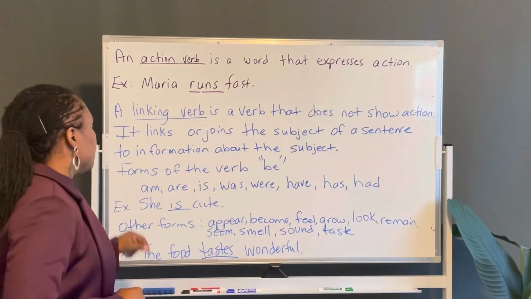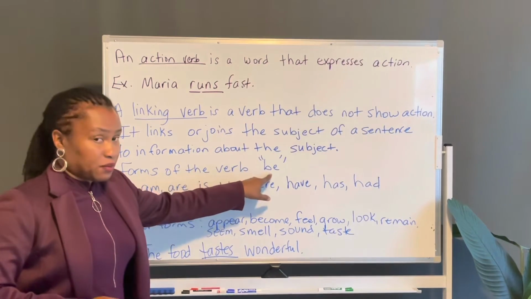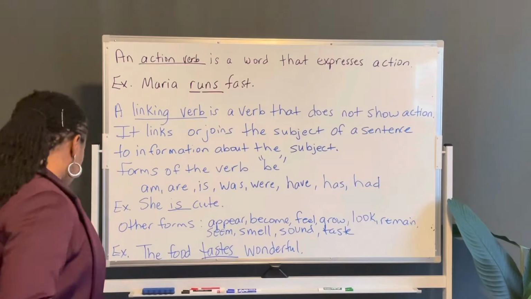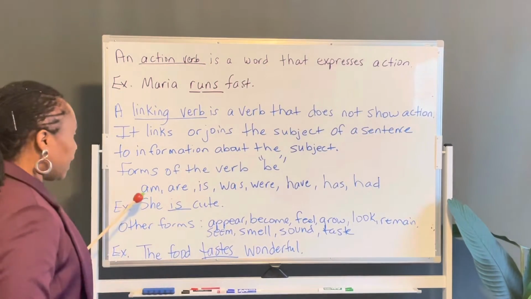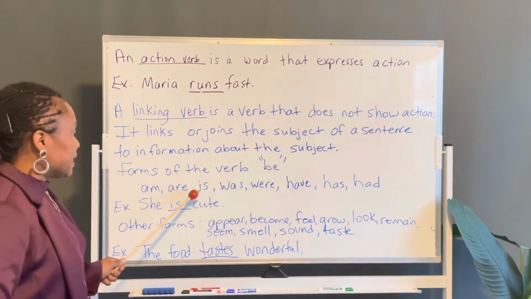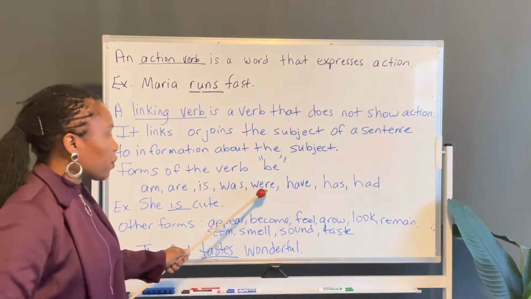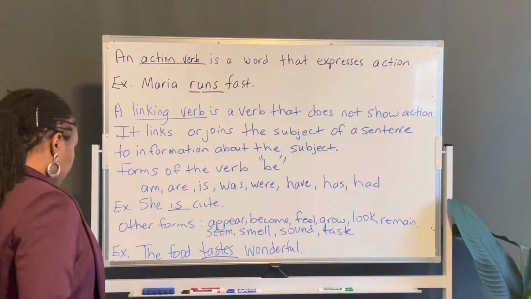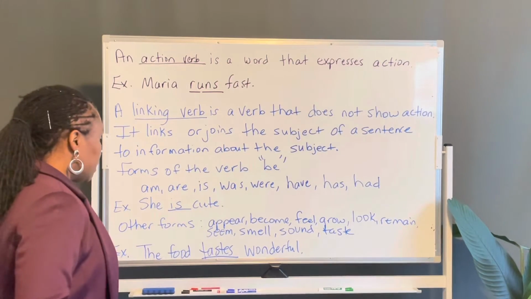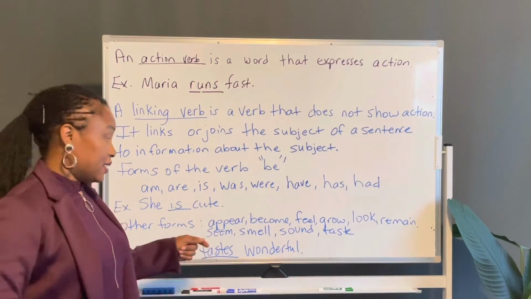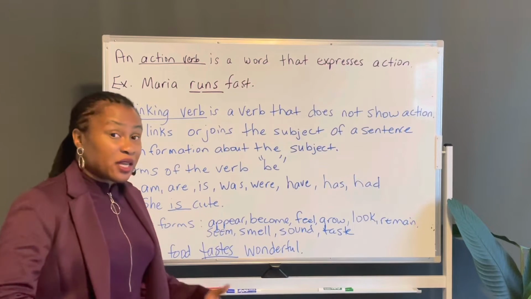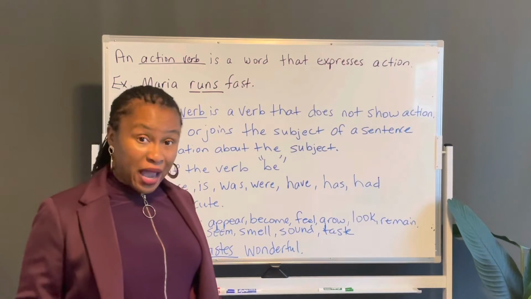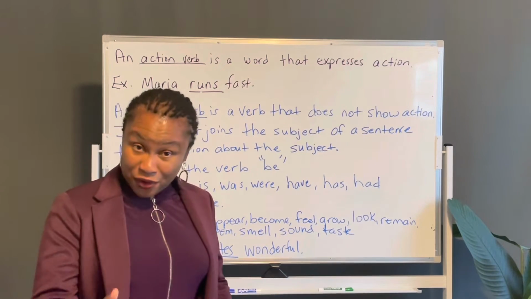All right. Forms of the verb be, linking verbs. And here are the examples here. Am, are, is, was, were, have, has, had. The example sentence: She is cute. Is is the linking verb. Is, there's nothing being done. There's no action being expressed, correct?